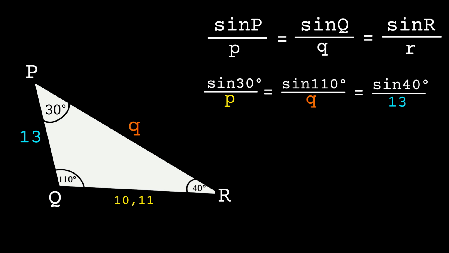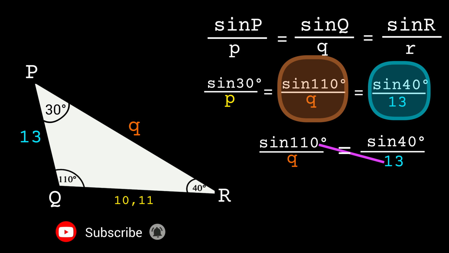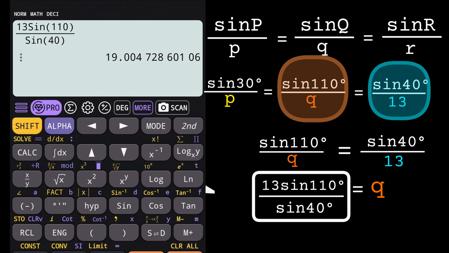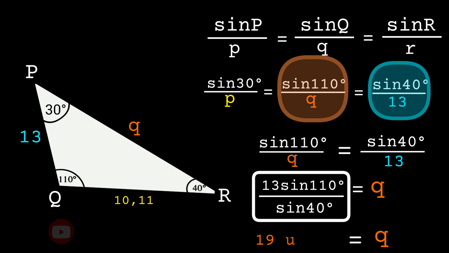To find q, we're going to use these two. These are fractions, so we're going to start by cross multiplying. 13 sine 110 degrees equals q sine 40 degrees. Then we divide by sine 40 degrees to make q the subject of the formula. When you type all of this on the calculator, we get 19. Therefore, q is 19 units.